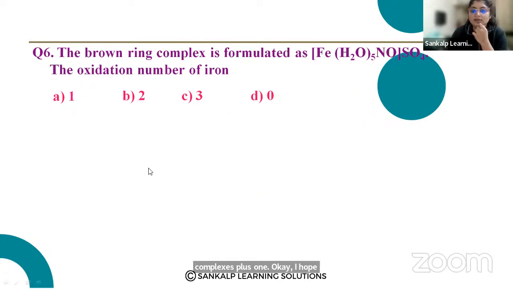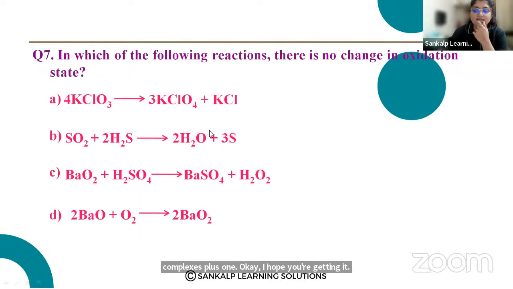Please, you have to understand how to find the oxidation states. Fine. Next is, in which of the following reactions is there no change in oxidation state? A, KClO3 giving you KClO4 plus KCl. B, SO2 plus 2H2S giving you 2H2O plus 3S. C, BaO2 plus H2SO4 giving you BaSO4 plus H2O2. And D, BaO plus O2 giving you BaO2.